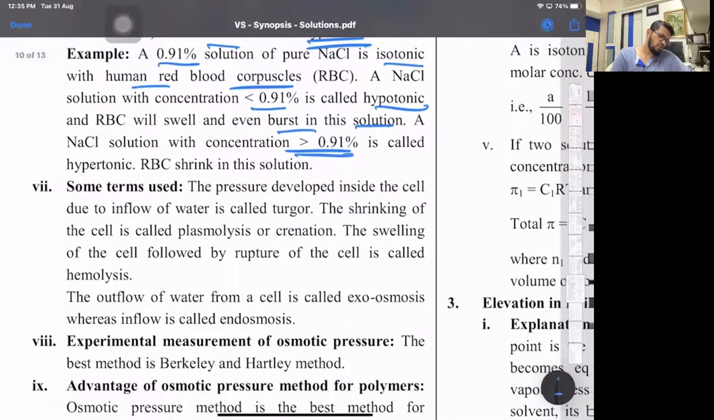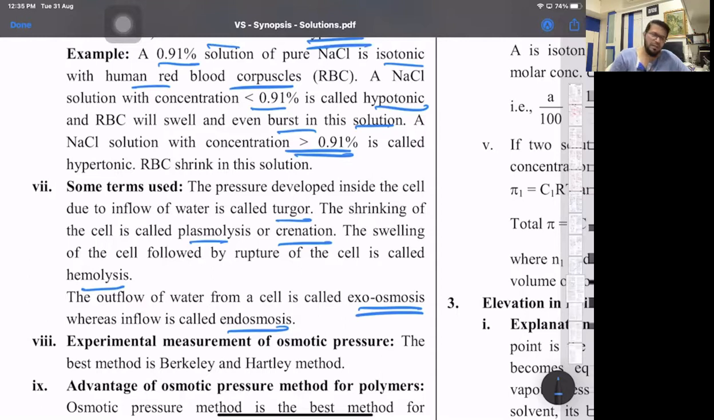Now we have different terms over here. Pressure developed inside the cell due to inflow of water is called turgor. Shrinking of the cell is called plasmolysis or crenation. Swelling of the cell followed by rupture is called hemolysis. Outflow of water from a cell is called exoosmosis, whereas inflow is called endoosmosis. These are basically the biological terms.